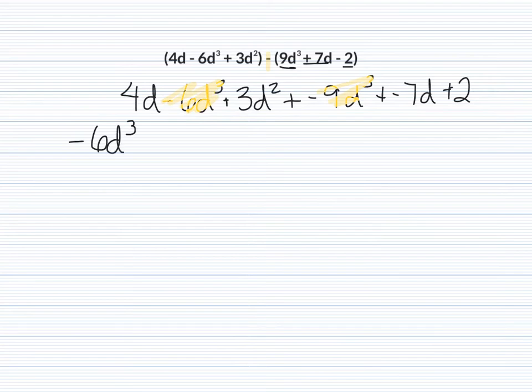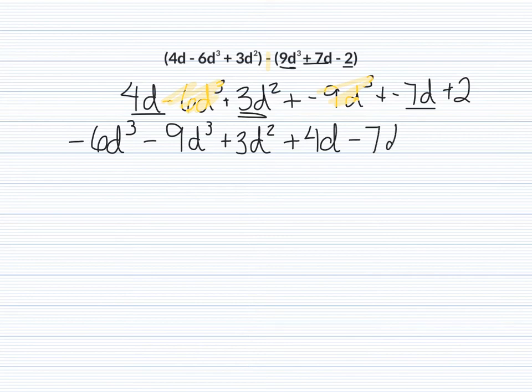Negative 6d to the third plus negative 9d to the third. I'm just going to write that as minus 9d to the third. Okay, my next biggest exponent is 3d to the second. I see some d's by themselves, so plus 4d plus negative 7d, which is the same as minus 7d. And then this 2 is all by itself. Okay, so now I wrote them all right next to each other.